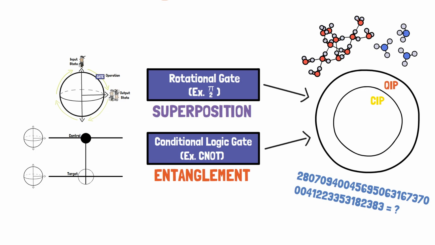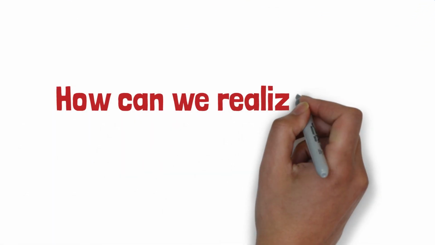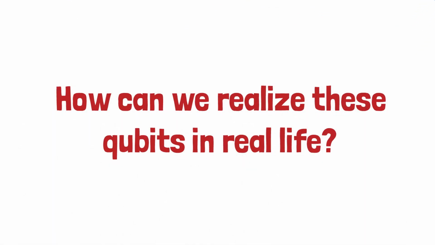Virtual or telepathic high five, everyone. That was a lot to cover. So now that we understand the basics of how quantum information processing theoretically works, one question remains. How can we realize these qubits in real life?